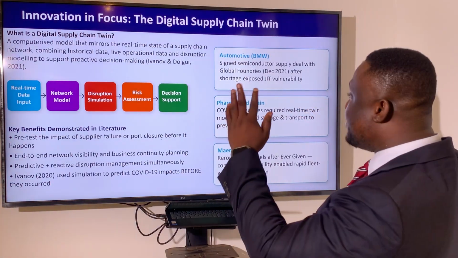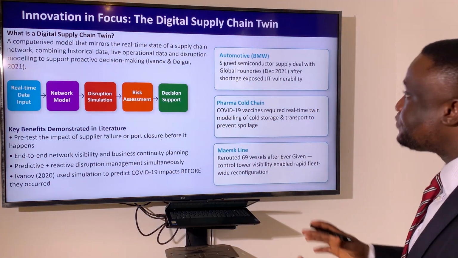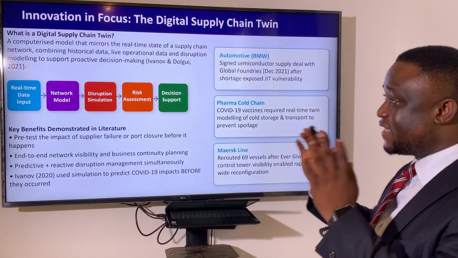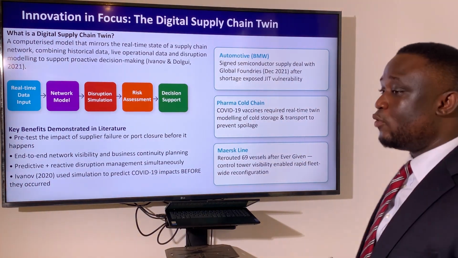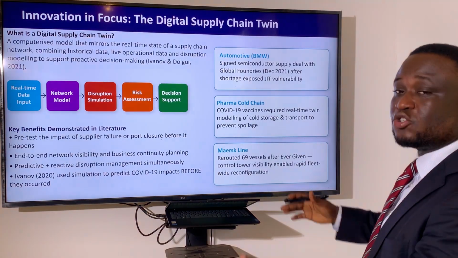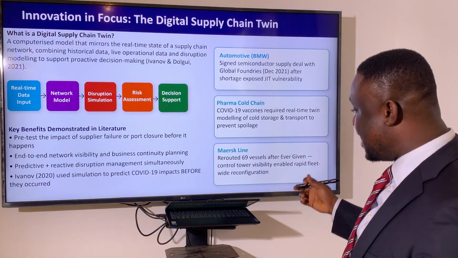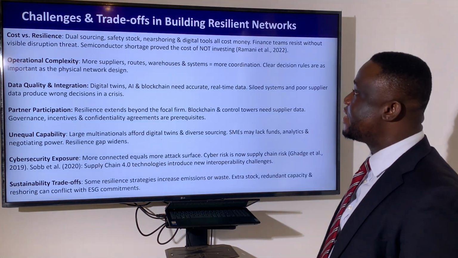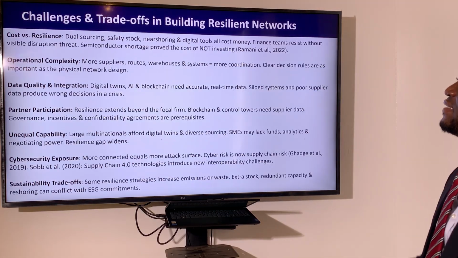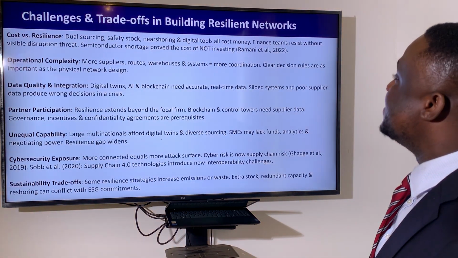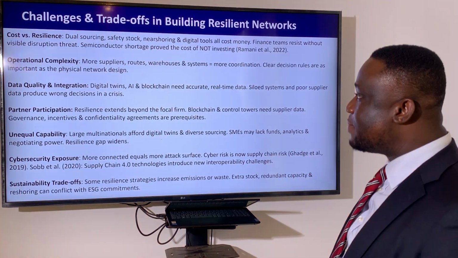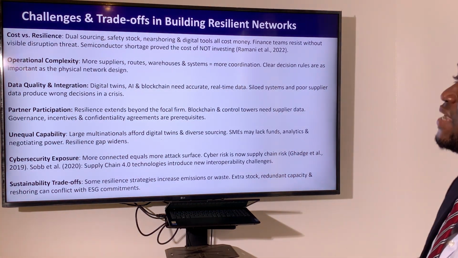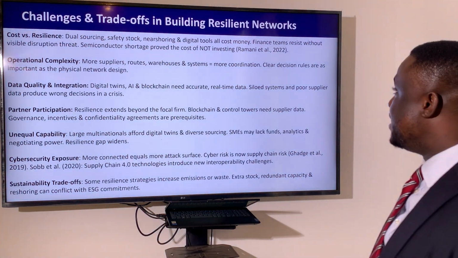So after the real-time happenings, some companies sat down to put in perspective some innovation strategies to enable them to build more buffers to withstand shocks when such situations happen again. So these are the challenges and trade-offs in building a resilient network. As I said, the lean systems and the old system have always been about what? Minimizing cost, right? Minimizing cost.